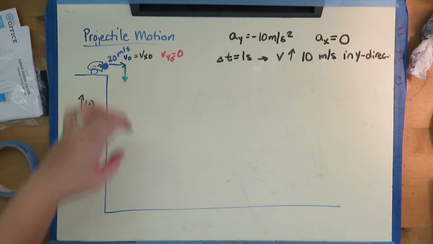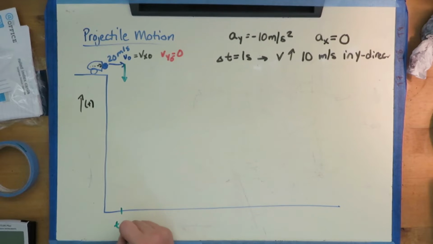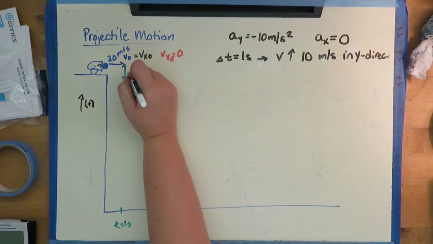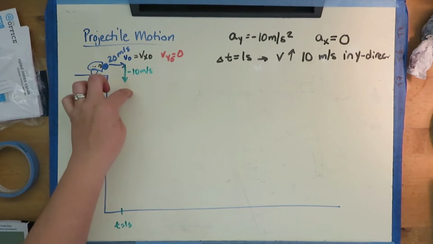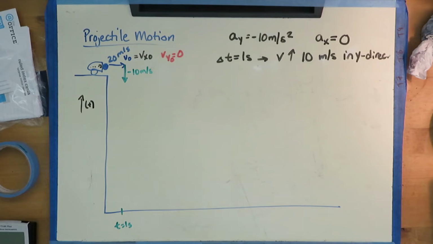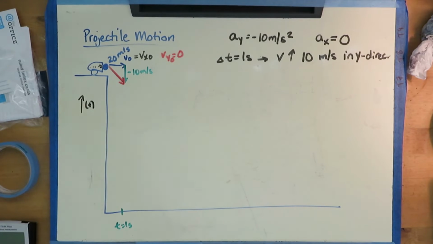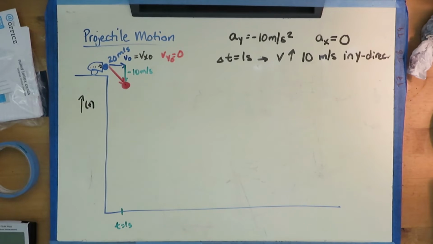But after 1 second, so here t equals 1 second, what happens is I'm going to add negative 10 meters per second worth of vertical velocity. I'm going to do vector addition here. And so my resultant velocity is going to cause my ball to kind of follow this curved path on average. So it's going to be here now. It's going to move to that position. It's going to drop by negative 10 meters per second.